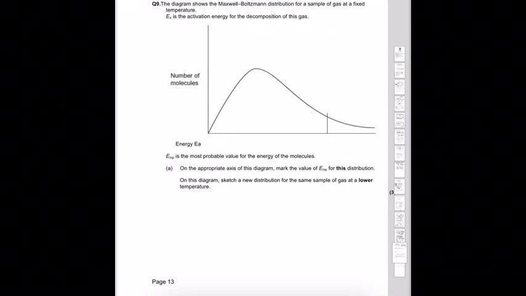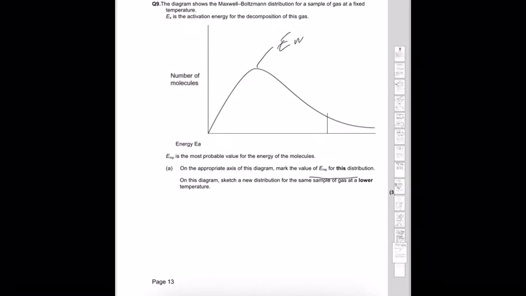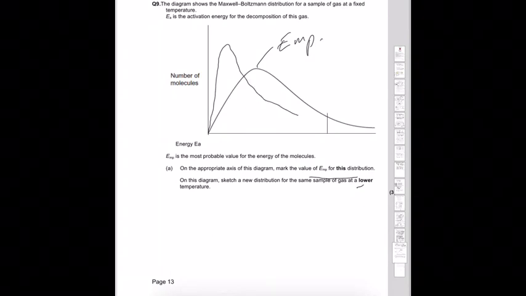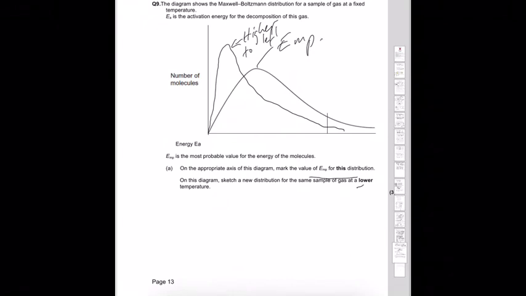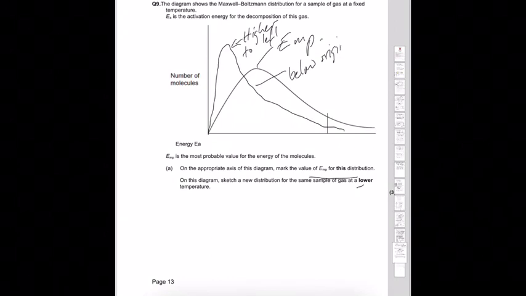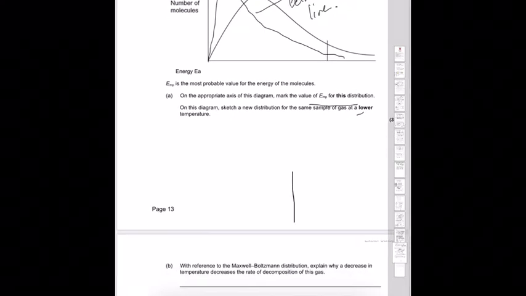Right, Maxwell-Boltzmann distribution curve. Here we are on the appropriate diagram. Mark the value of most probable. Okay, when it's cooler, you get a shifting of the peak, so the peak is to the left and it's higher, and it drops below the line, and it stays below. So they sometimes say it crosses the line once.